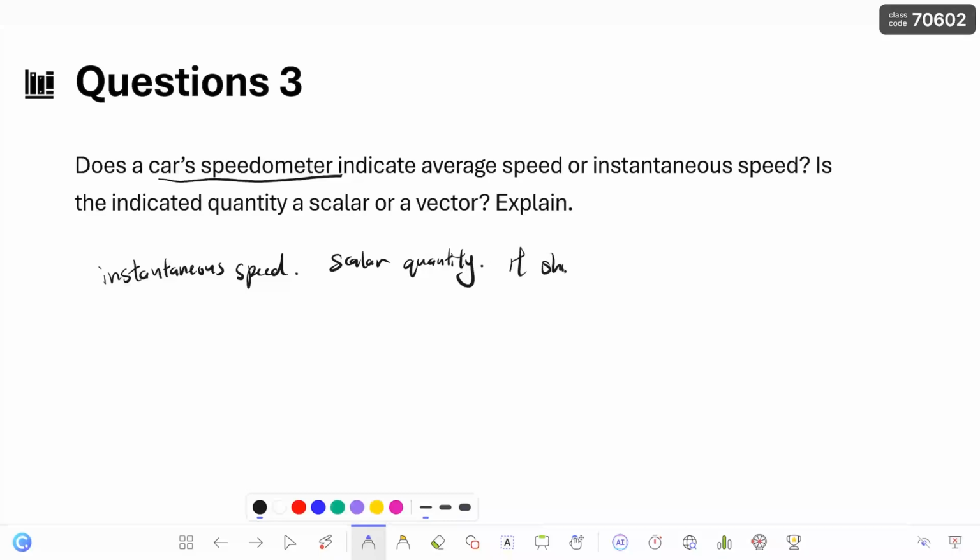So this is a scalar quantity because it shows the reading at the particular time without showing the direction.